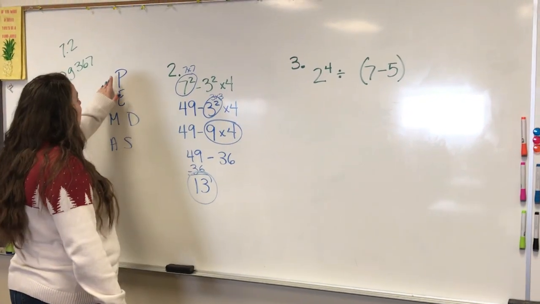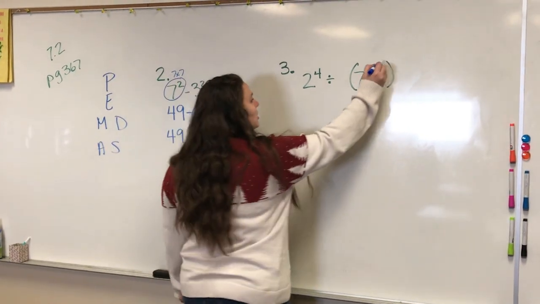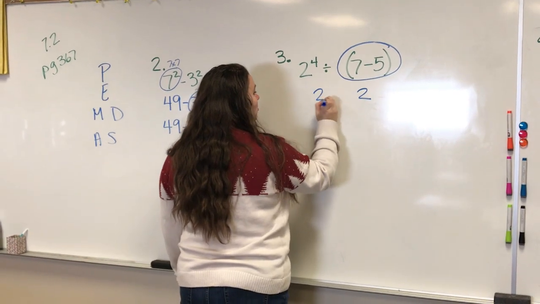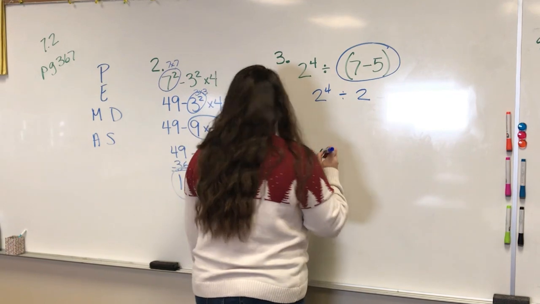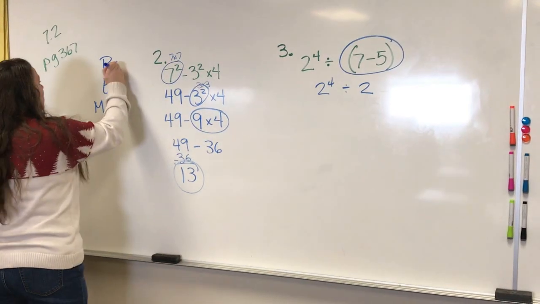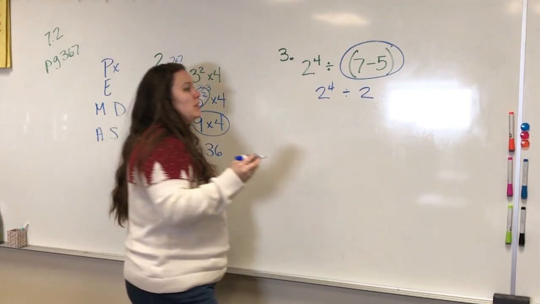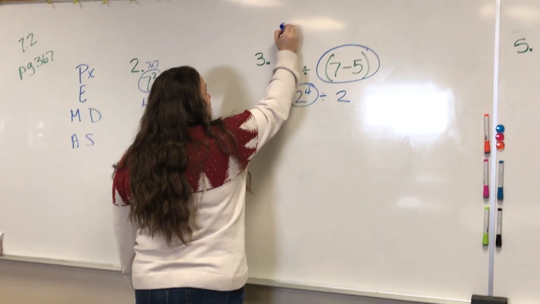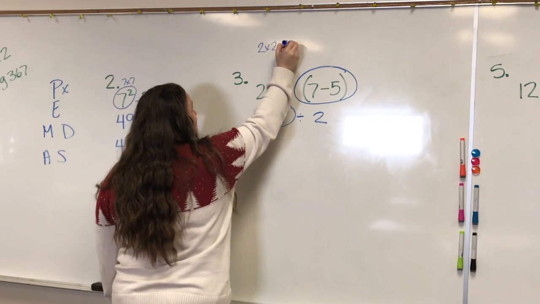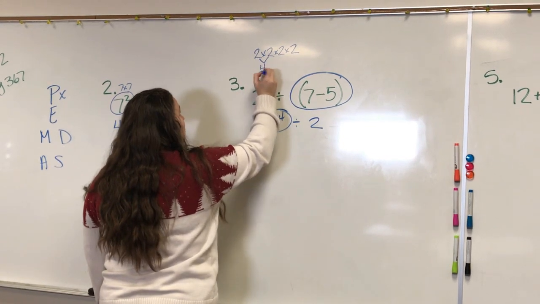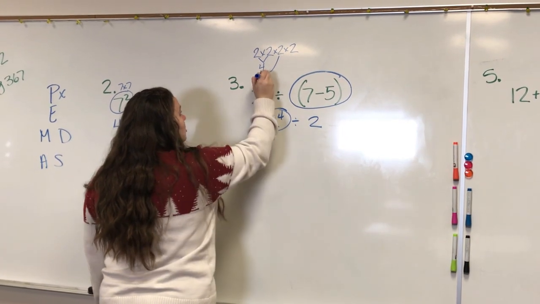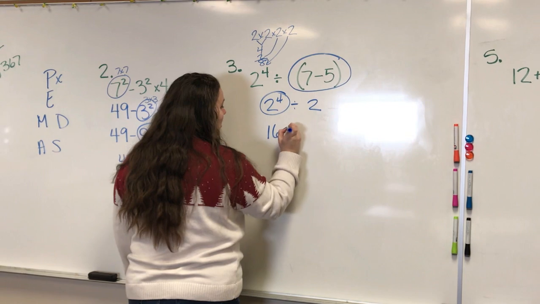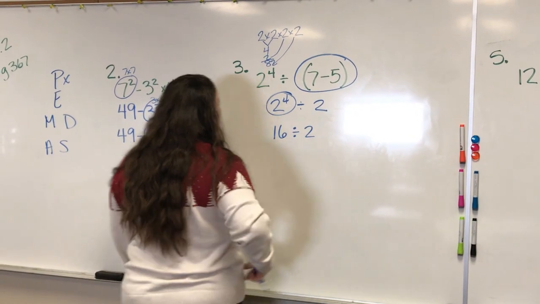Okay, so starting off with parentheses. I see a set of parentheses right here. 7 minus 5 is 2. Rewrite my problem. 2 to the 4th power divided by 2. I'm done with parentheses. Next is exponents. I see exponents right here, written out the long way. 2 times 2 times 2 times 2. This is 4. You have to put in that other 2, which is now going to be 8. You have to put in that other 2, which is going to be 16 divided by 2.